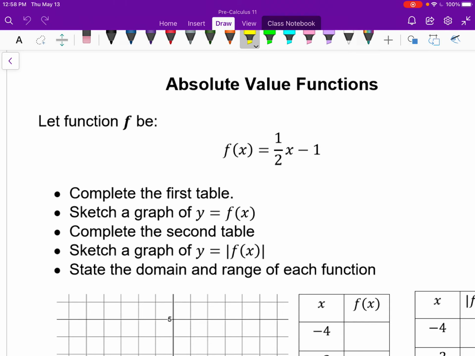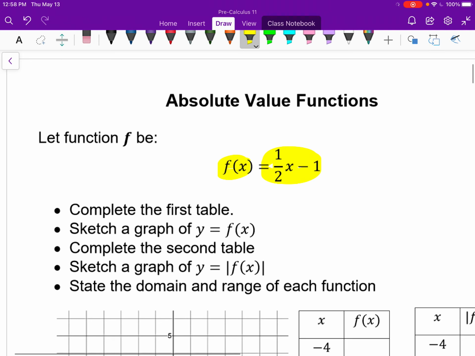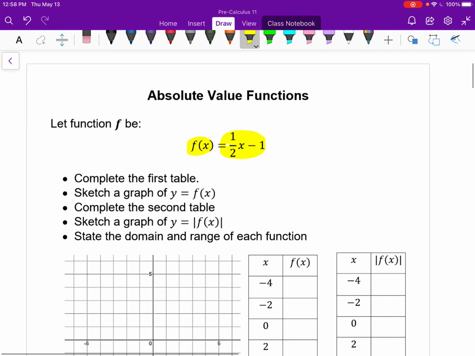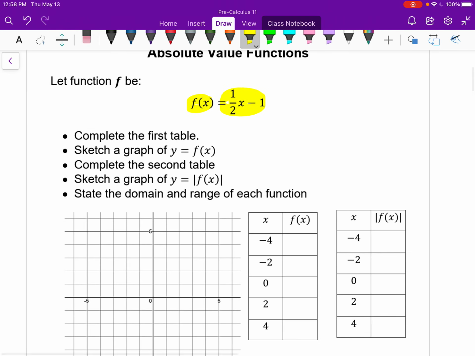So here I'm starting with a function, and this function is going to be f of x, a linear function. Very similar to the last problem from the last lesson, I want to sketch a graph of f of x and then understand why the sketch of the absolute value of f of x looks the way it does. So first of all, if I want to look at f of x, I could go straight to the graph. It is a linear function in which 1/2 is the slope and -1 is the y-intercept. And we never want to forget those basics.